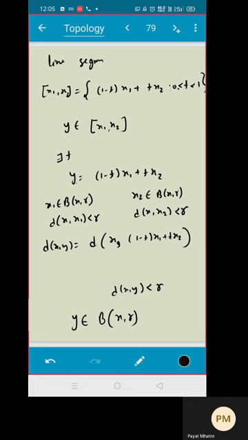Still there are no responses. Is there anyone? I think there's a network issue all the time. People are getting disconnected. Shreyas, are you there? Yes, sir.